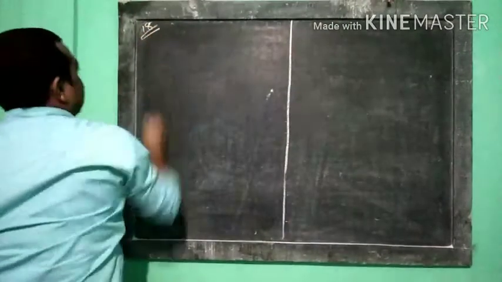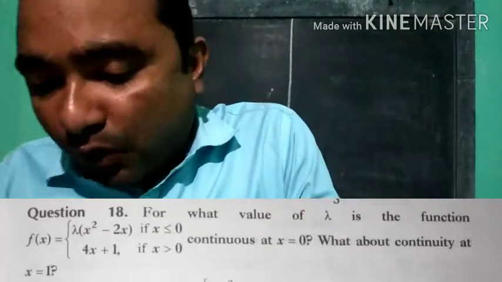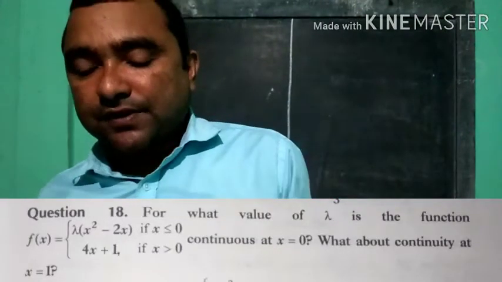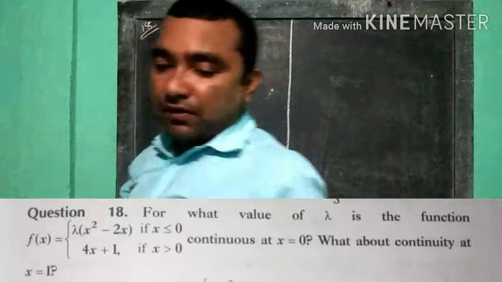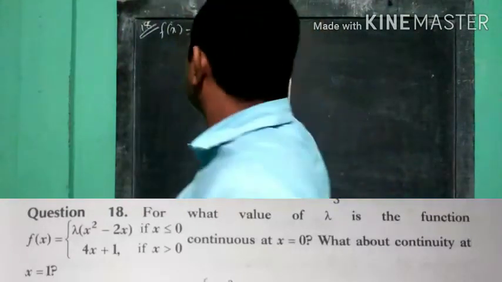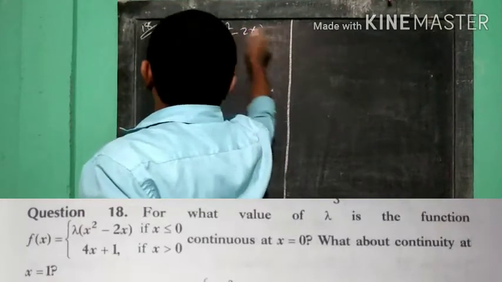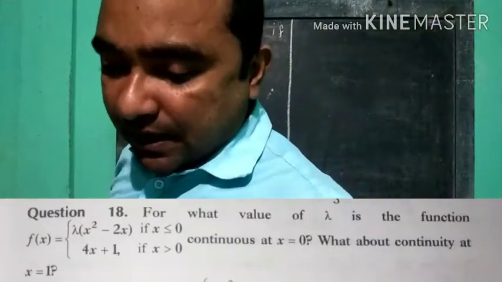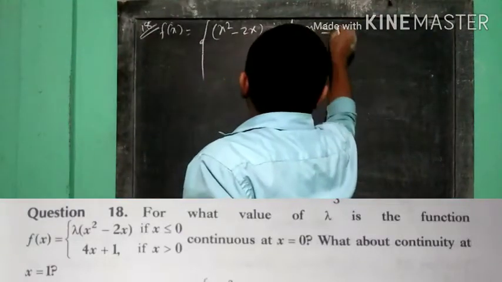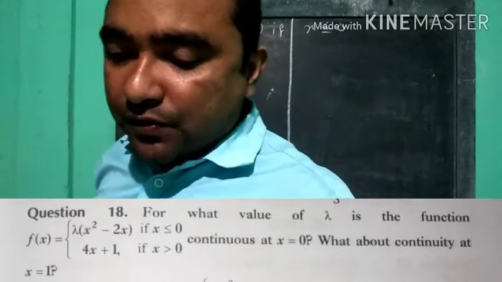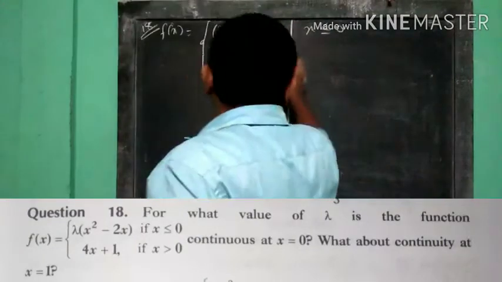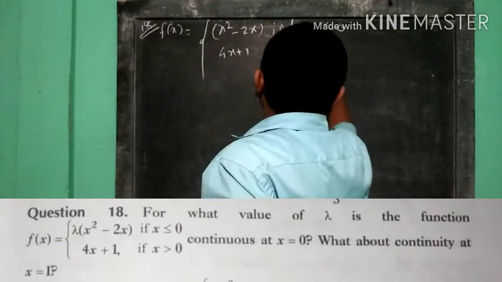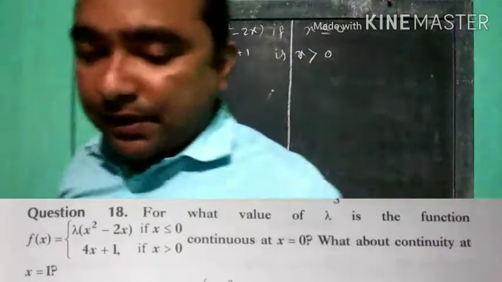Now we are going to solve question number 18. Question number 18 is: for what value of lambda is the function f(x) equal to lambda times (x square minus 2x) if x is less than or equal to 0, and 4x plus 1 if x is greater than 0, continuous at x equal to 0?